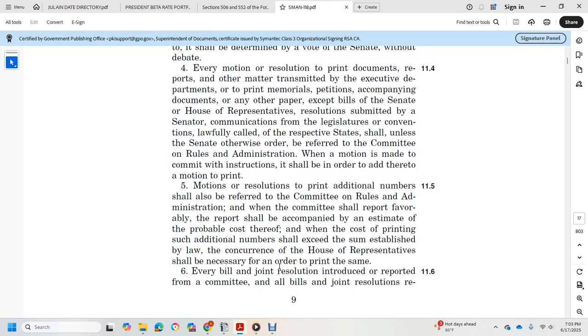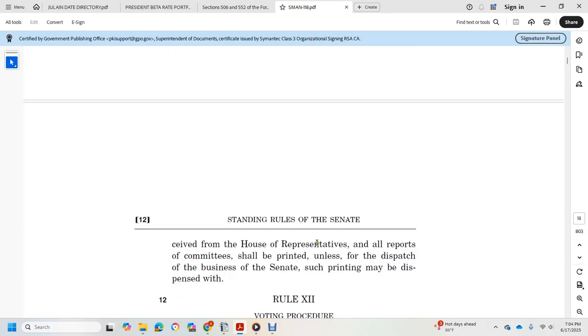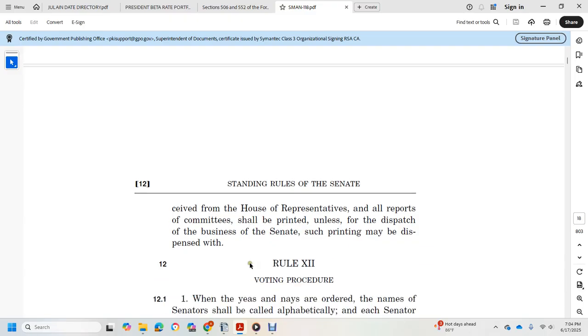When the Committee shall report favorably, the report shall be accompanied by an estimate of the probable cost thereof. When the cost of printing such additional numbers shall exceed the sum established by law, the concurrence of the House of Representatives shall be necessary for an order to print the same. Every bill and joint resolution introduced or reported from a committee, and all bills and joint resolutions received from the House of Representatives, and all reports of committees shall be printed unless, for the dispatch of the business of the Senate, such printing may be dispensed with.